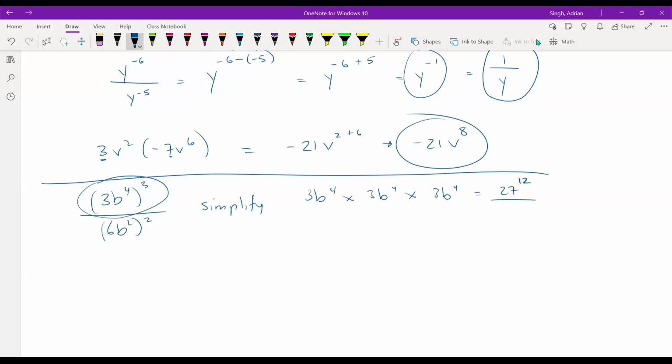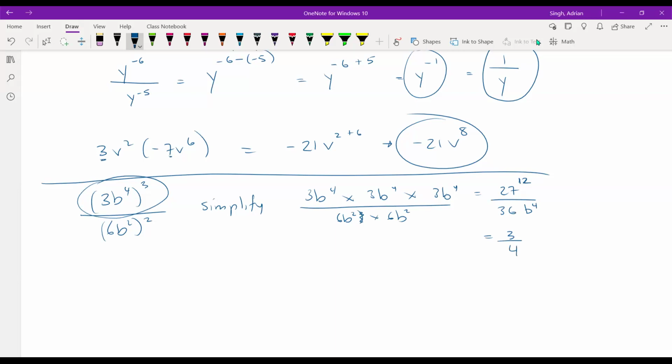And then that's divided by everything in the denominator now, 6b squared. So that's the same as 6b squared, that itself squared, times 6b squared. So 6 times 6 is 36. And then you have your b squared times b squared would be b to the 4. We can simplify this even further. Highest common factor of 27 and 36 is 9. So 27 divided by 9 is 3. 36 divided by 9 is 4.